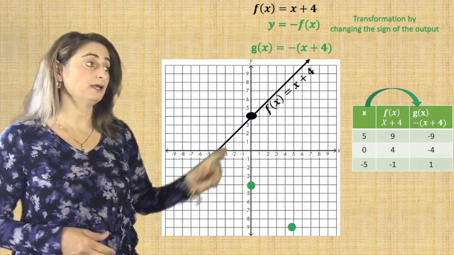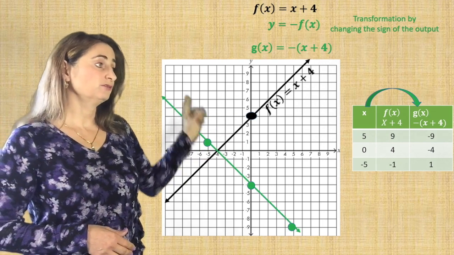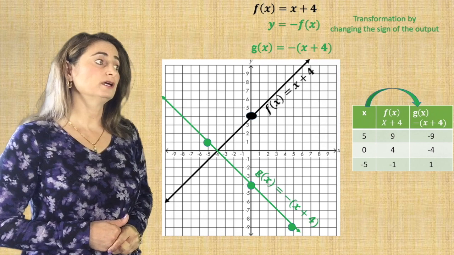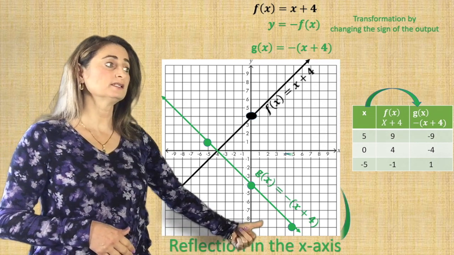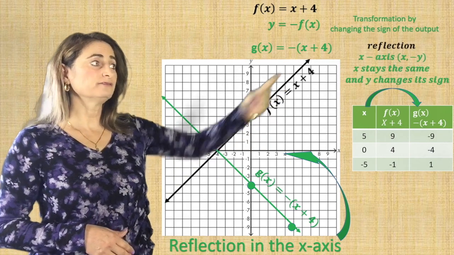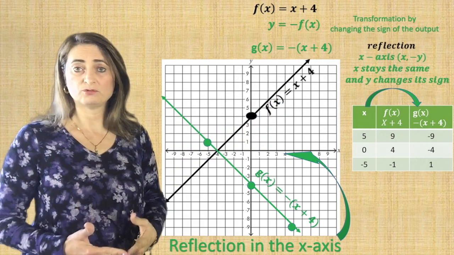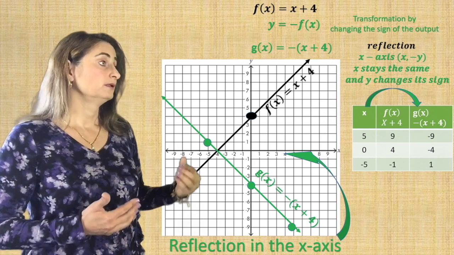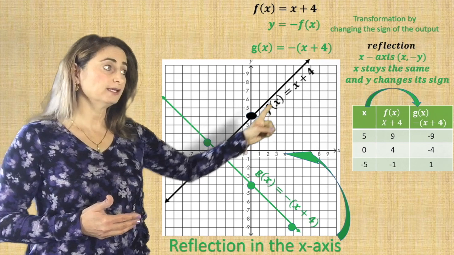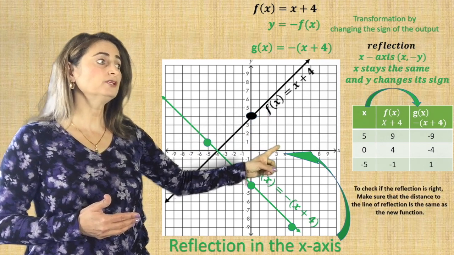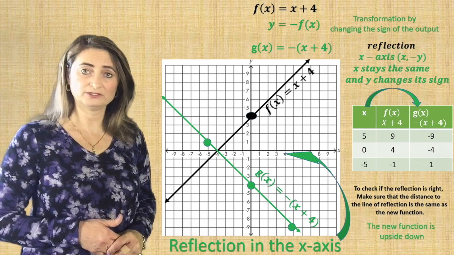Now graph it by putting the dots using x and g of x, and graph it, and this is where you will end up, and that's a reflection in the x-axis, because reflection in the x-axis is to change the sign of the y, or the output. X stays the same, and y changes its sign. To check if the reflection is right, make sure that the distance to the line of reflection is the same as the new function.